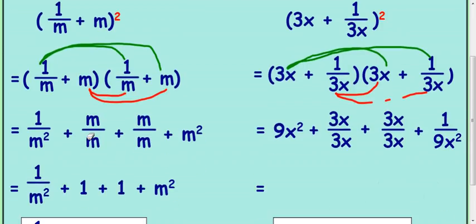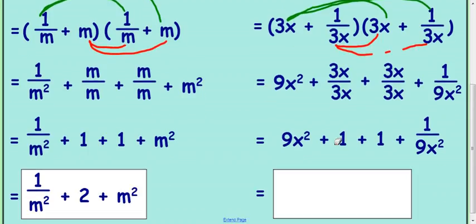Right, as before, m over m came to 1, and we've got 3x over 3x, that also comes to 1. So we've got the same thing in the top and in the bottom. So we've got 2 lots of 1 there, that's 1, and you've got your 1 over 9x squared at the end there. Again, simplify the middle to make a 2, the start's the same and the end's the same.